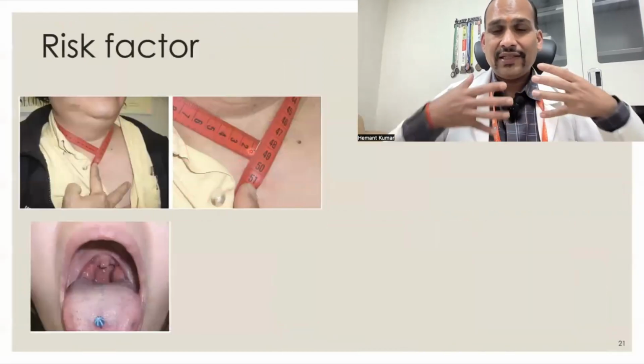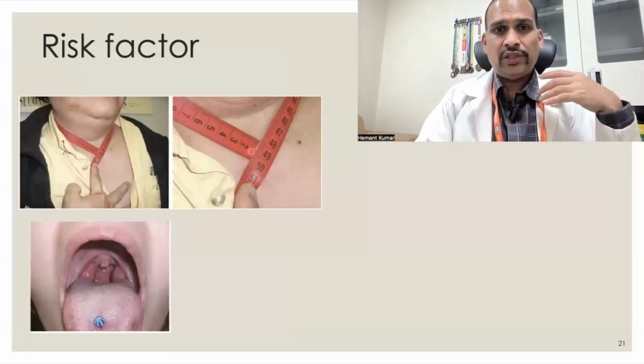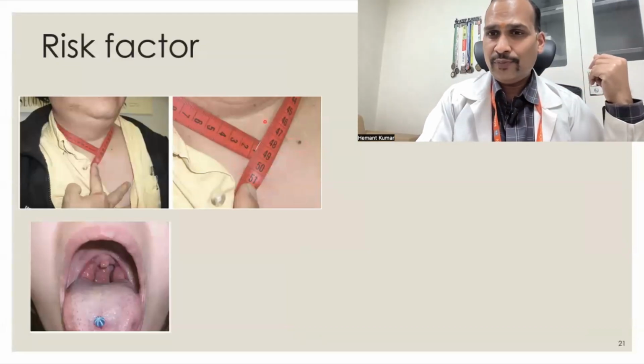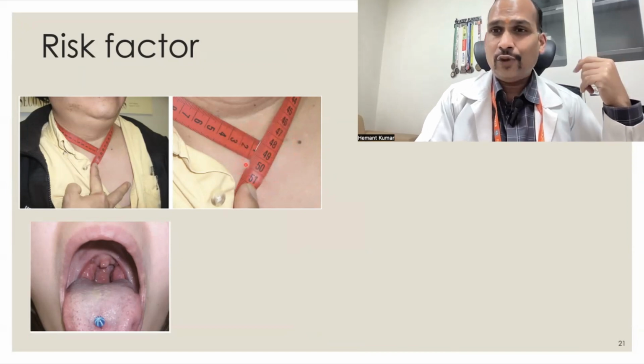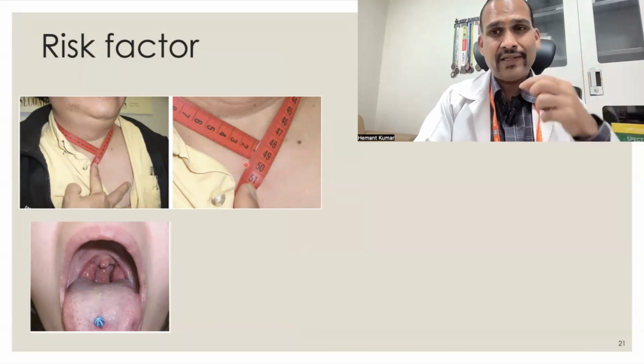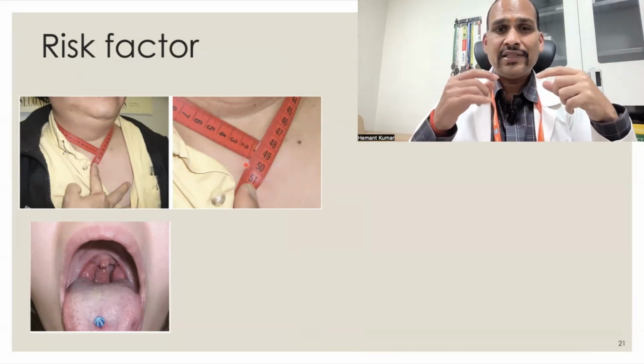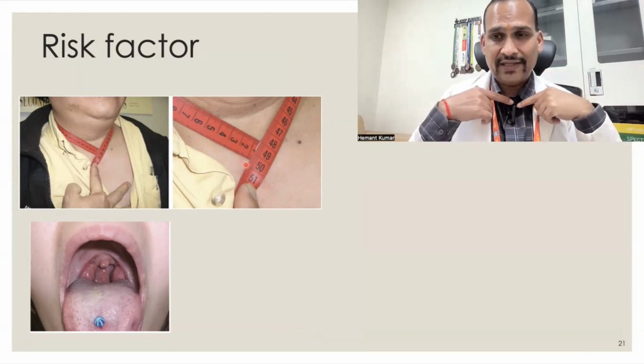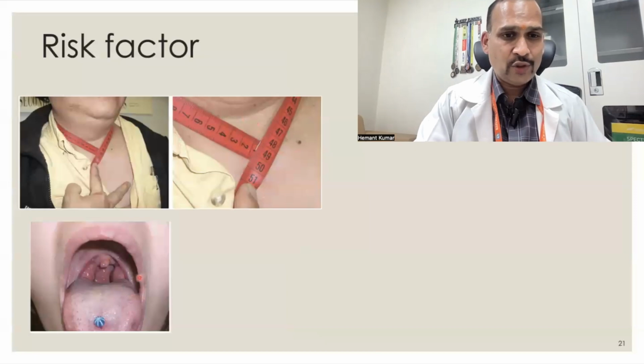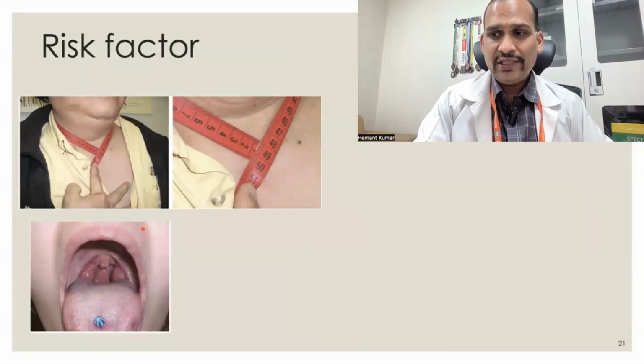Another risk factor is a thick neck. If somebody has a neck size of more than 40 centimeters, or 17 inches, that patient will have a risk factor for OSA. Enlarged tonsils and adenoids are also risk factors for OSA.